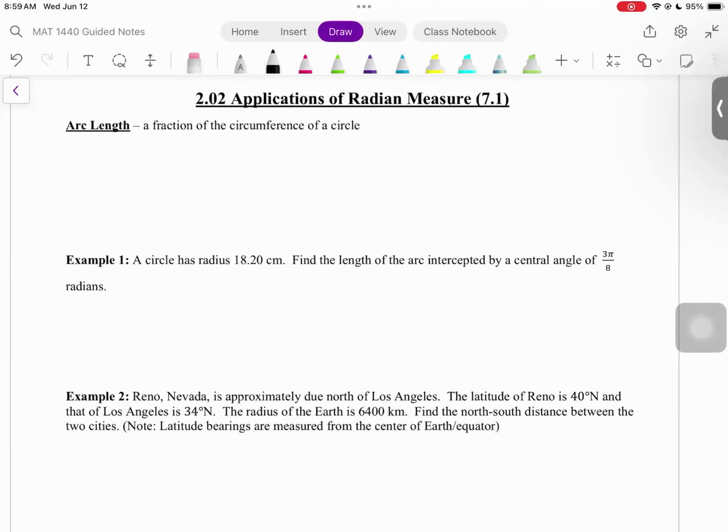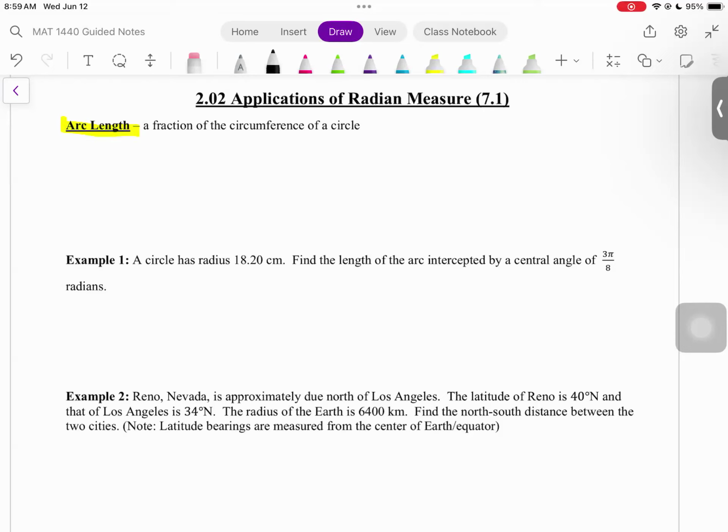In this video, we're going to look at some applications of radian measure, but we can also look at this in terms of degree measure. We're going to be looking at arc length and area of a sector. Arc length is just a fraction of the circumference of a circle.